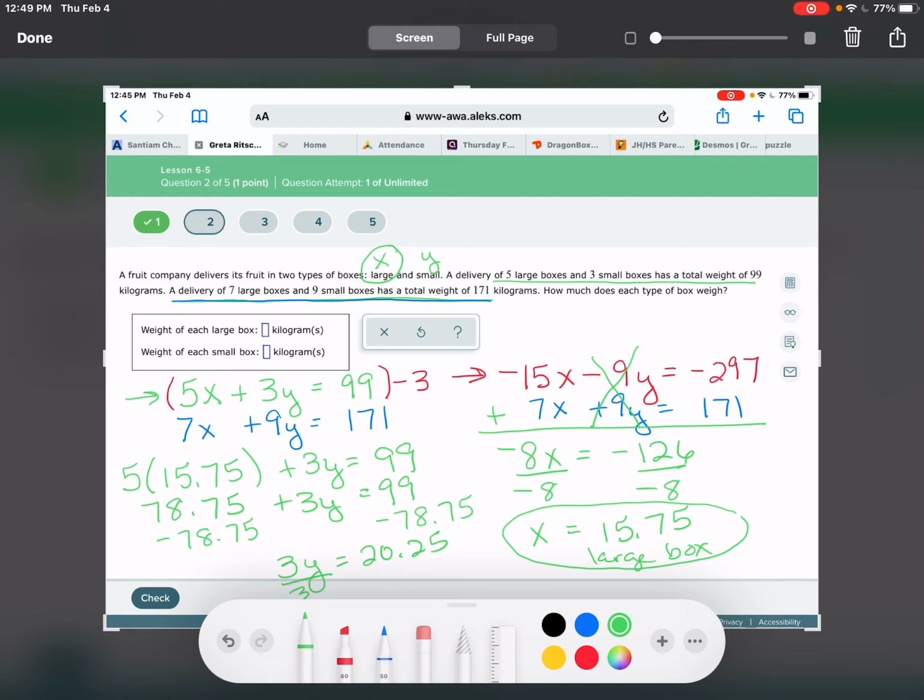Divide that by 3. y equals 6.75. Okay, so that would be my small boxes. I kept track of that there. All right.